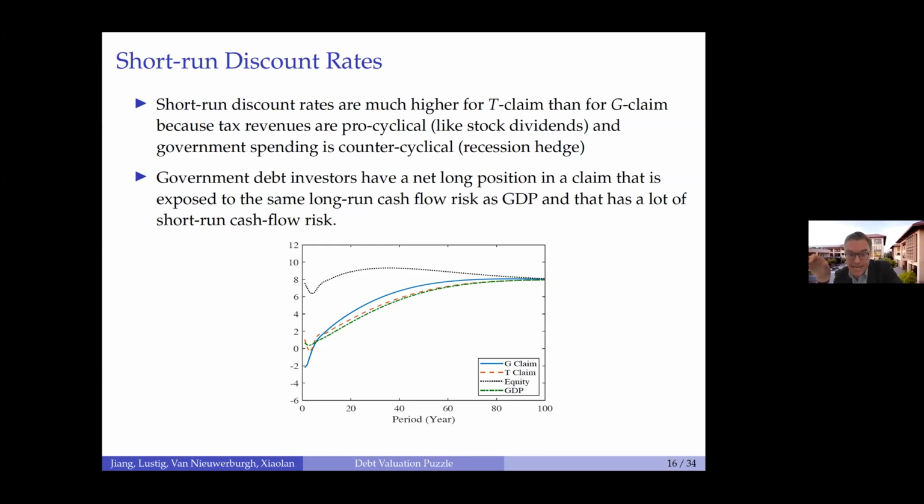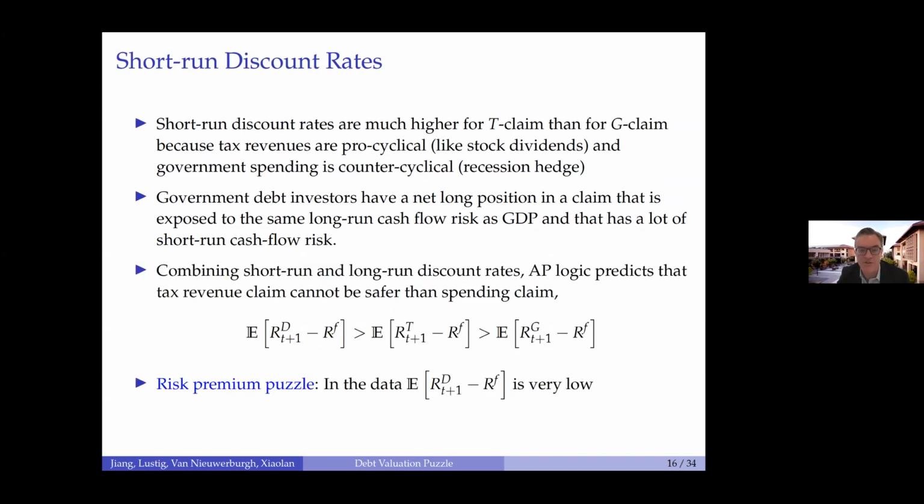Because remember, if you want to keep the debt risk-free, it's going to have to offset this long-run force, which says, well, you're going to have high discount rates applied at the long end. And the only way it could do that is by having a severely pro-cyclical tax policy where you increase taxes in bad times, which is obviously not what the government does.